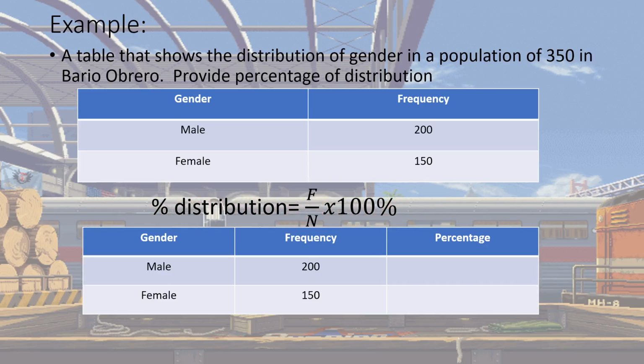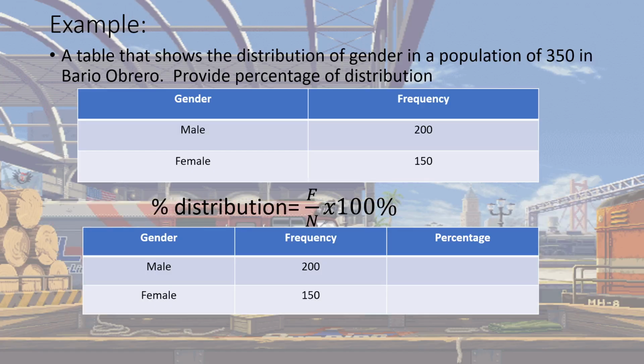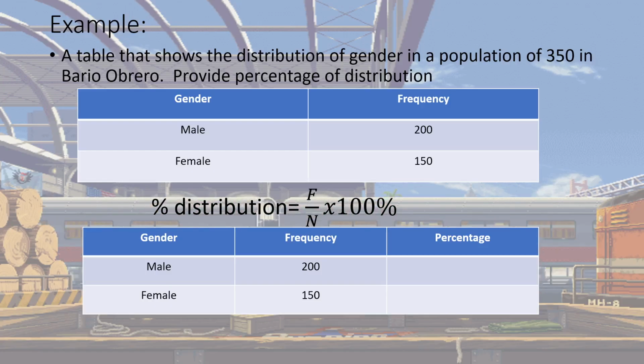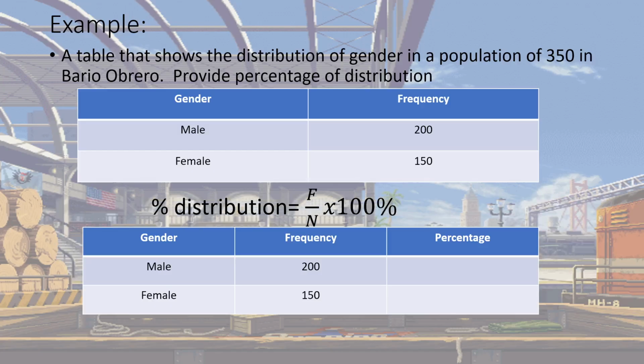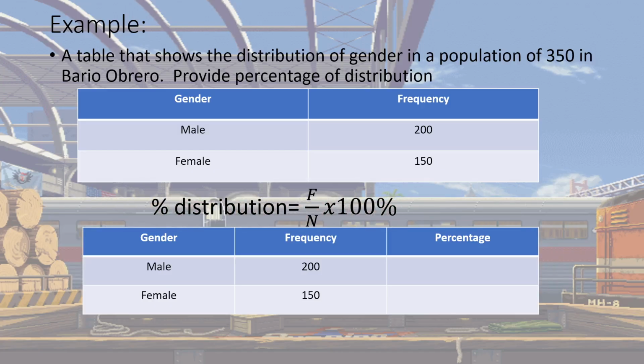So here's the example, a table that shows us the distribution of gender in a population of 350 in Barrio Obrero. So you have here a rundown of just the male and female. You have 200 male and 150 female, and you will be able to get the percentages as well, so that you'll be able to show them the distribution of your entire population, or your sample size for that matter.